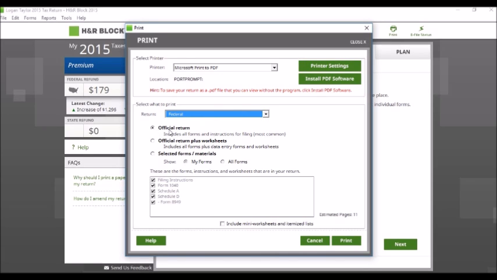You just need to do the official return, not with worksheets. See down here, include many worksheets and itemized lists. Don't do that.